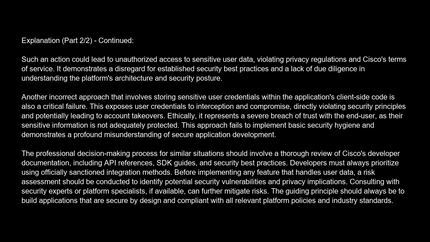A professional decision-making process for similar situations should involve a thorough review of Cisco's developer documentation, including API references, SDK guides, and security best practices. Developers must always prioritize using officially sanctioned integration methods. Before implementing any feature that handles user data, a risk assessment should be conducted to identify potential security vulnerabilities and privacy implications. Consulting with security experts or platform specialists, if available, can further mitigate risks. The guiding principle should always be to build applications that are secure by design and compliant with all relevant platform policies and industry standards.